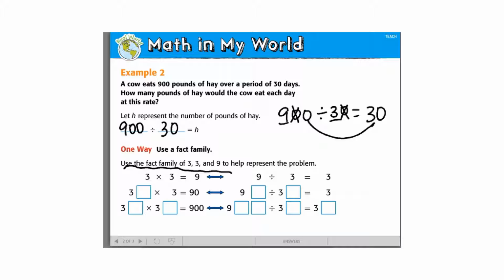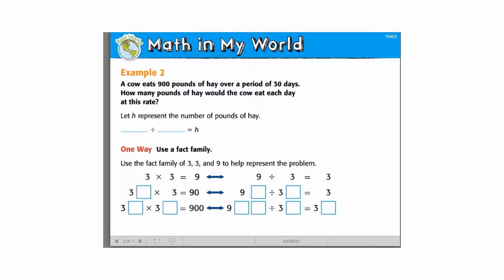Because I took a 0 here, look up at the screen, this 0 right here, I had to take a 0 from here. So I crossed them out. And so there's only 1 zero left on the end of 900, and that becomes part of my answer. So that's why I get 30. Understand? So to get 300, I would have to have 2 zeros that I didn't cross off.